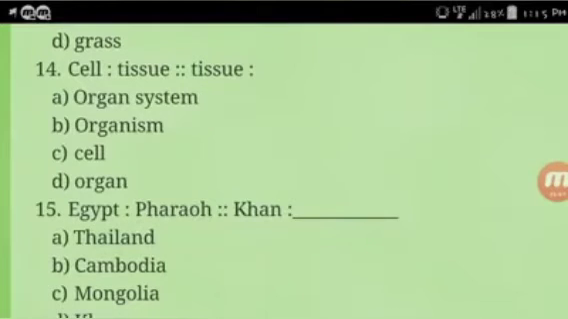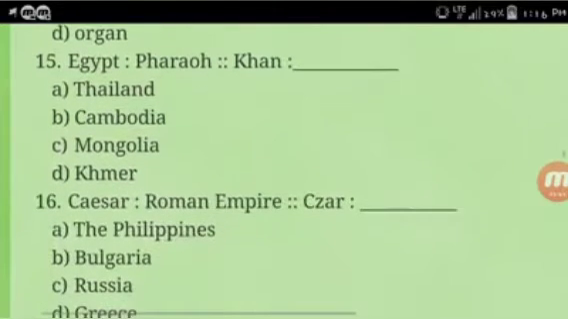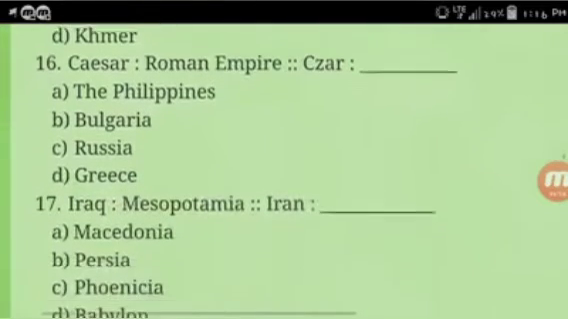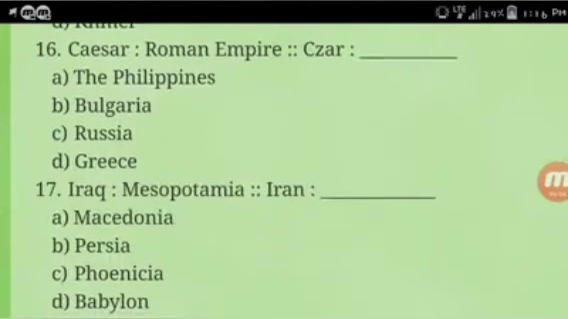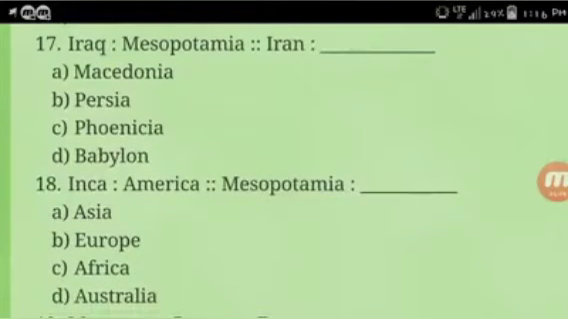Next, cell, tissue, and tissue is organ. In the hierarchical organization that I discussed in one of my videos, you can see it there. Next, number 15, Egypt, Pharaoh, and Khan, that is in Mongolia. That's what we call their leaders before, Genghis Khan and Kublai Khan. Next, Caesar, Roman Empire, and Tsar is Russia. That's how they called their leader before, Tsar, which is also from Caesar actually.